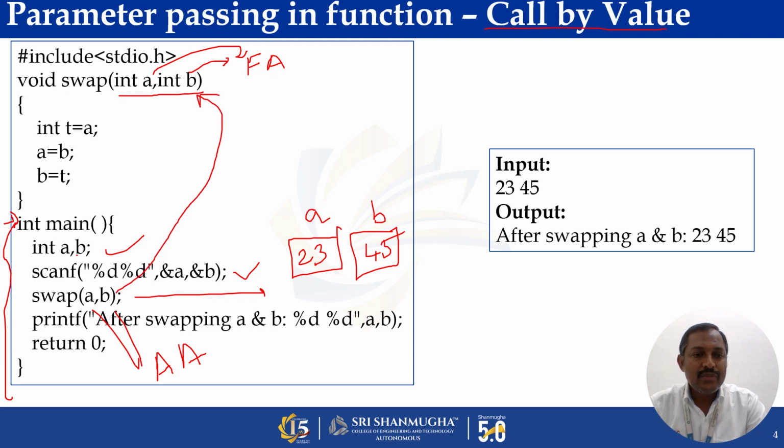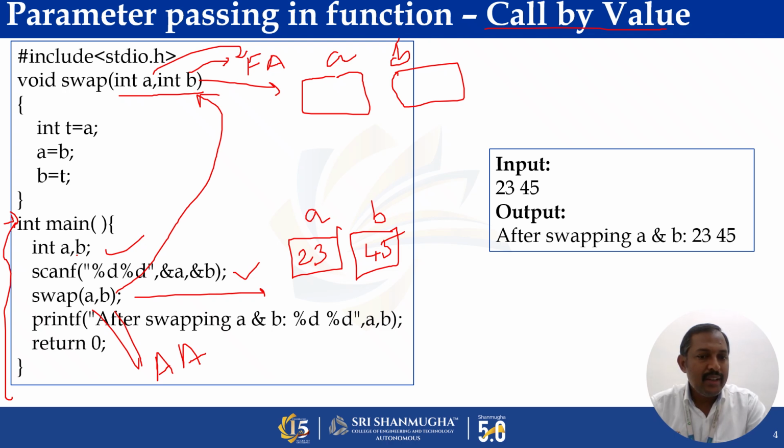Here, the actual argument values a and b are copied into the formal arguments, so the values 23 and 45. The formal arguments are created in memory. This a and b are different: these a and b are actual arguments, and these a and b are formal arguments. These two are stored in different memory locations.